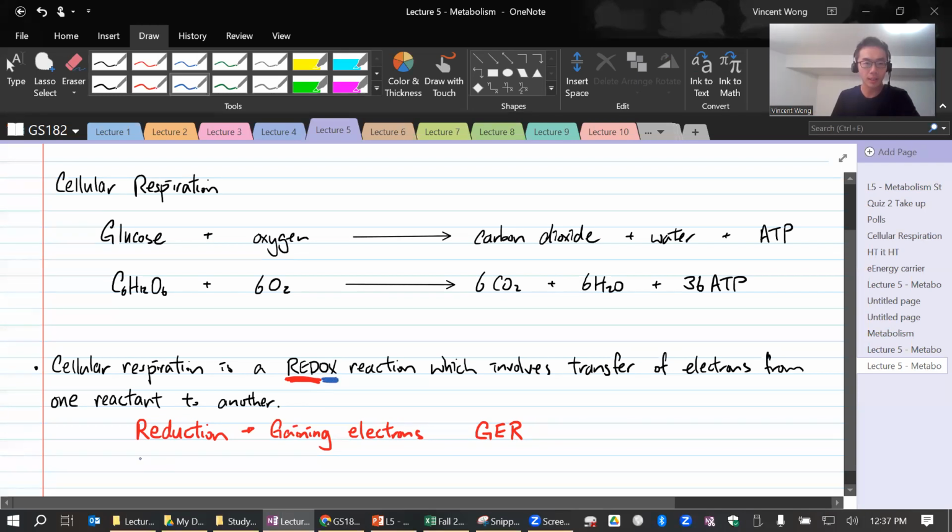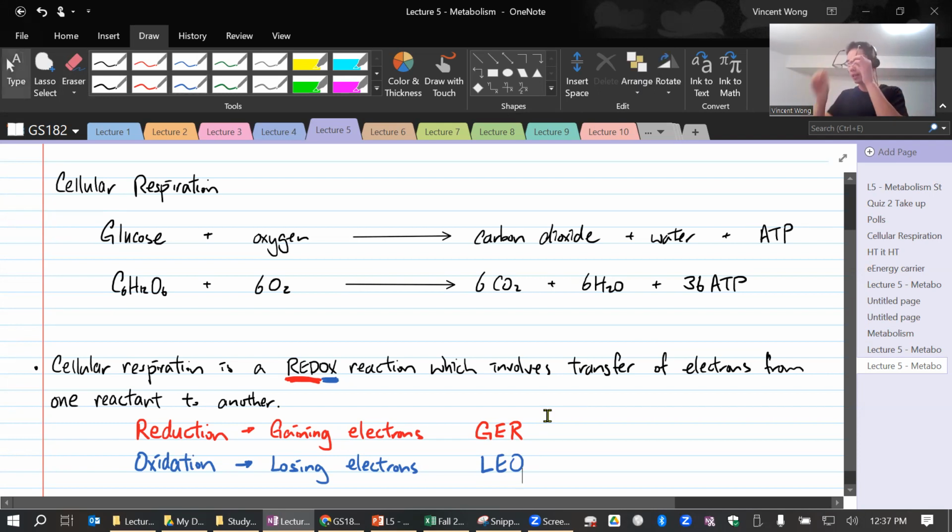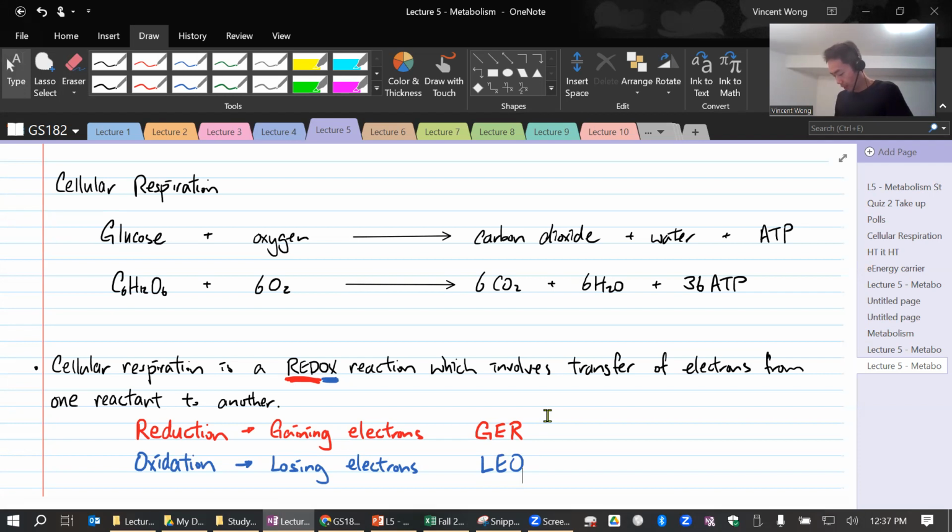The ox here, that's oxidation. Oxidation, which is losing electrons. Loss of electrons, that's called oxidation. So you can remember LEO and GER. Okay, reduction, gaining electrons, oxidation, loss of electrons.